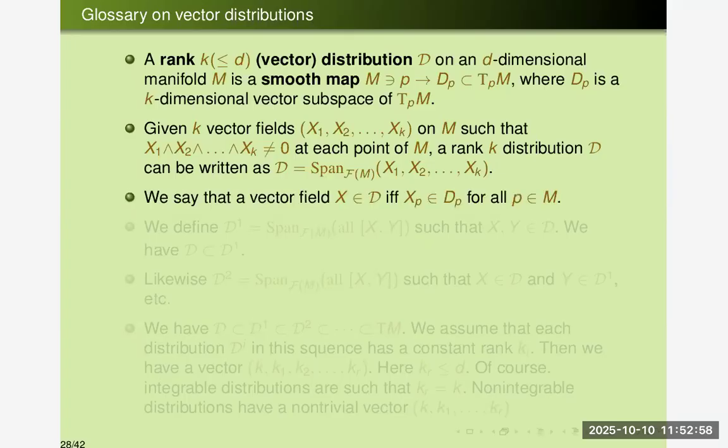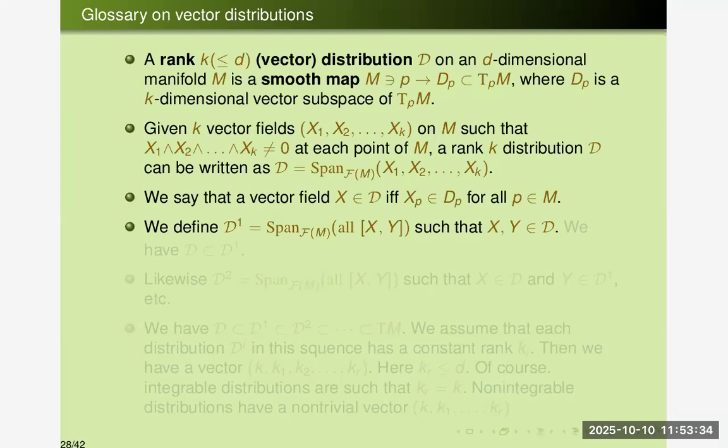And the next thing is, I say the minimal notions about distributions. We say that a vector field is in the distribution if its tangent vector at the point is in the k-plane D_p. Okay, and now given a distribution D, we can get a new distribution, which is just the span of all commutators of the vector fields in the distribution. And this I call D1. So this is again a distribution.